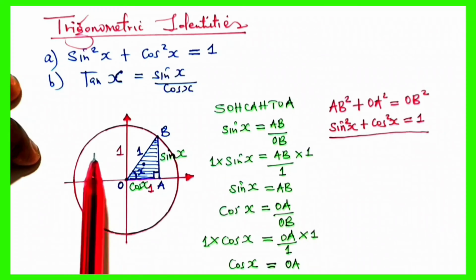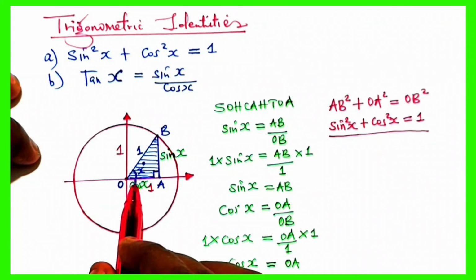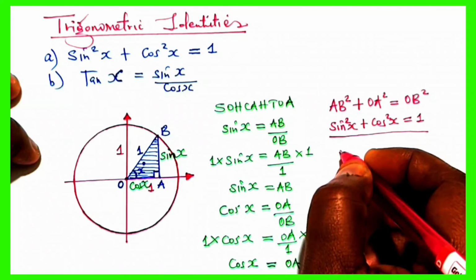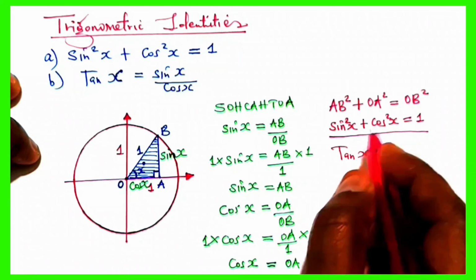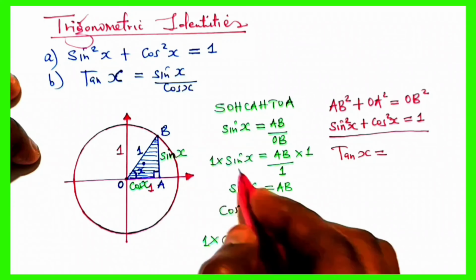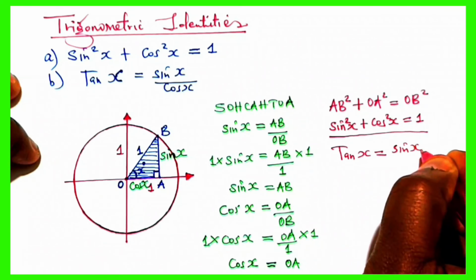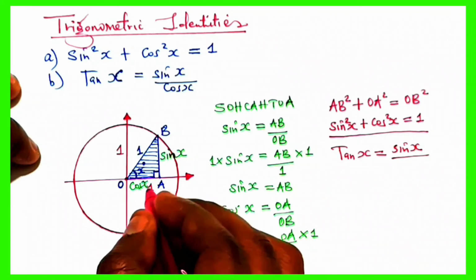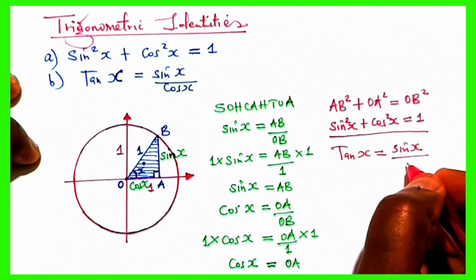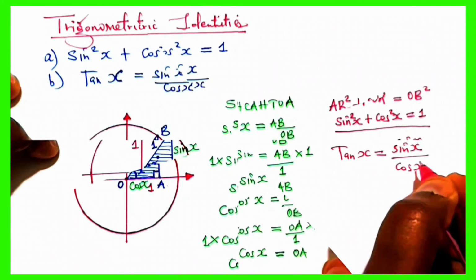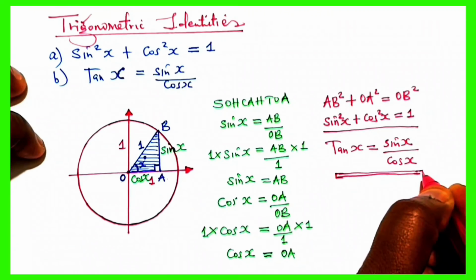And therefore, in the second identity, we can consider that the tangent of this angle, which is tan x, will be equal to the opposite, which is AB, which we've already considered as sine x, divided by the adjacent, which is OA, which we've already considered as cos x. And that is how we derive the two trigonometric identities.